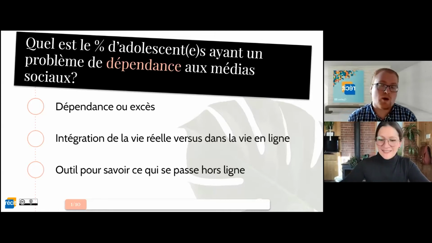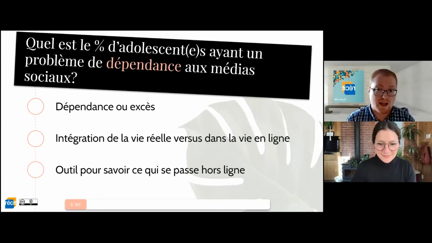Now, it's the same thing with social media. Can we find that youth use it excessively? It's possible. And maybe some of them spend too much time in social media or thinking too much about it.